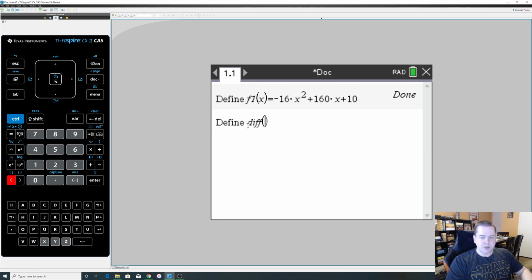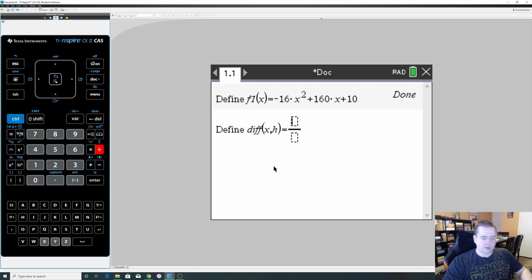Now, our interpretation of those is really important. X is a moment in time in this example because we're talking about an object going up and then coming back down. H tells us an interval of time. What I can do in the calculator, though, is define a function in two variables. So I'll be able to substitute a value for x and a value for h. And now I'll type just my formula for difference quotient, which is f1 of x plus h minus f1 of x over h.